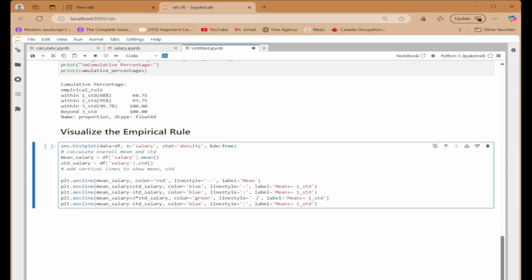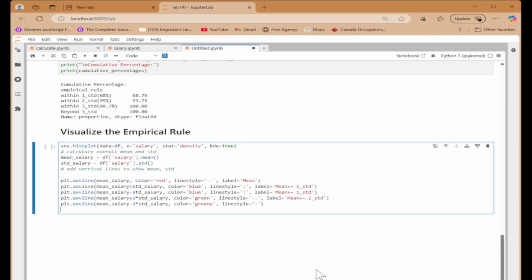Label: mean plus or minus 2 standard deviation. Okay, that will be that. And second here, mean salary minus 2 times standard deviation. The color is obviously the same, green, because both sides have the same color. That label we don't need because we already have it. Since we have all these colors, now plt.legend.